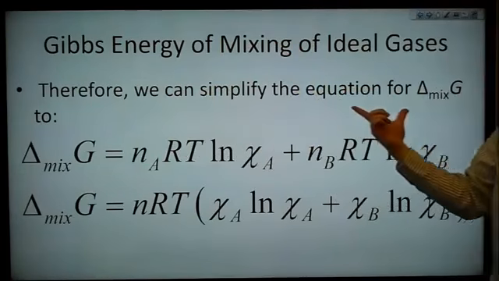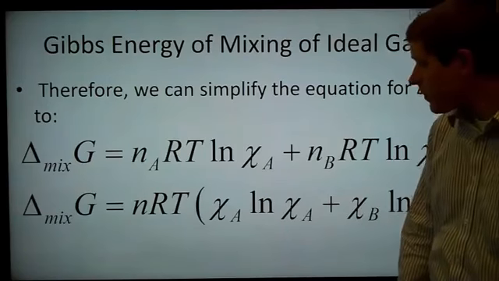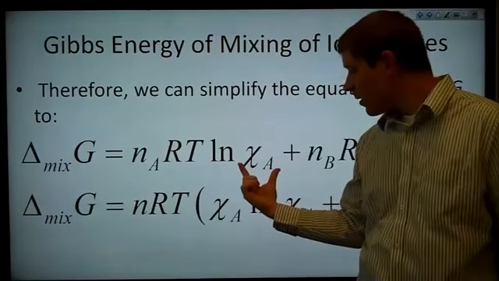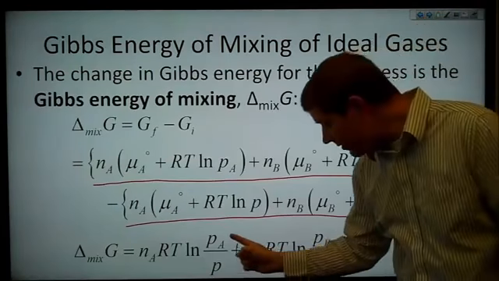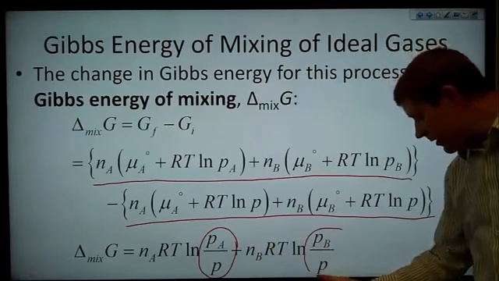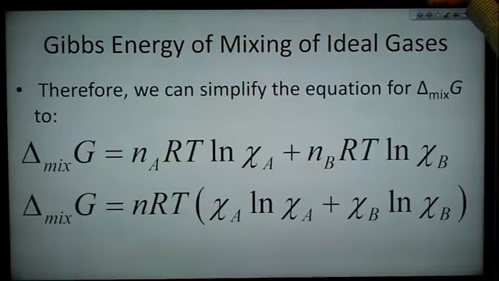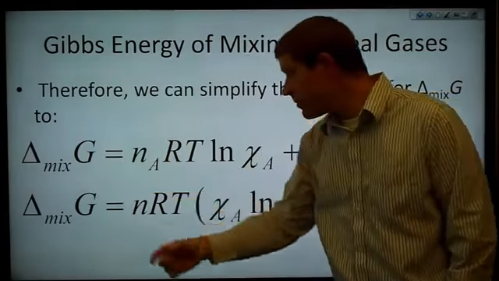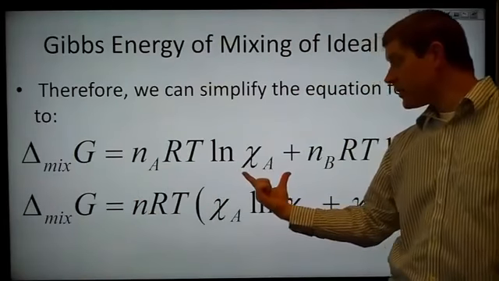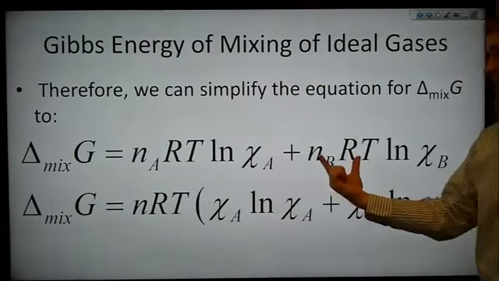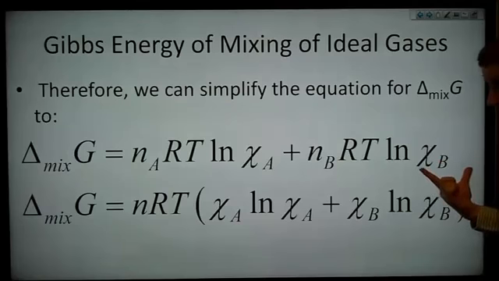Alright, therefore, now we can simplify our equation for our Gibbs energy of mixing, and replace the previous fractions that we have here and there with the mole fractions. So now we have the Gibbs energy of mixing is equal to the number of moles of A times R times T times the natural log of the mole fraction of A, plus the number of moles of B times R times T times the natural log of the mole fraction of B.